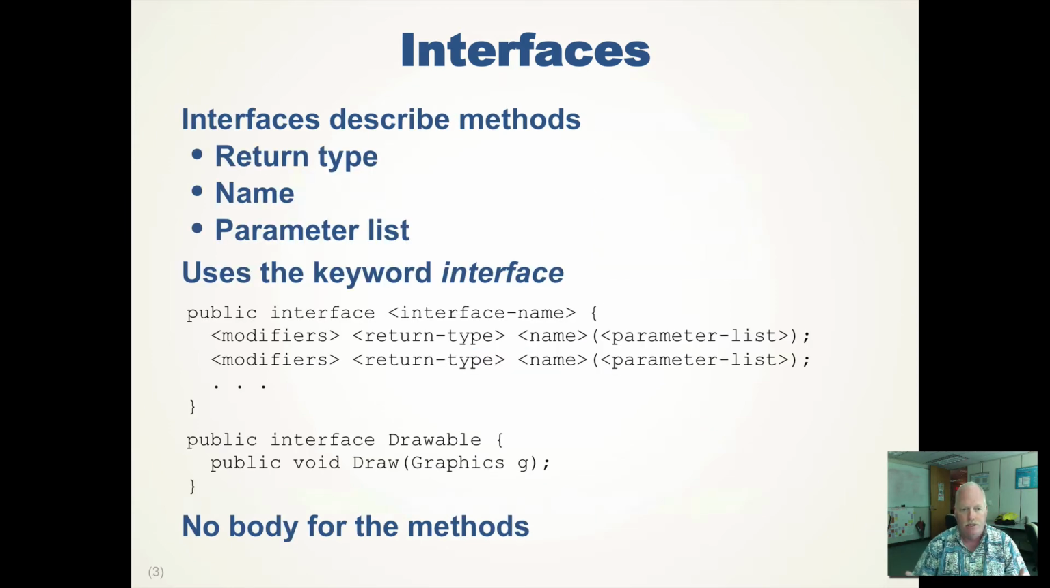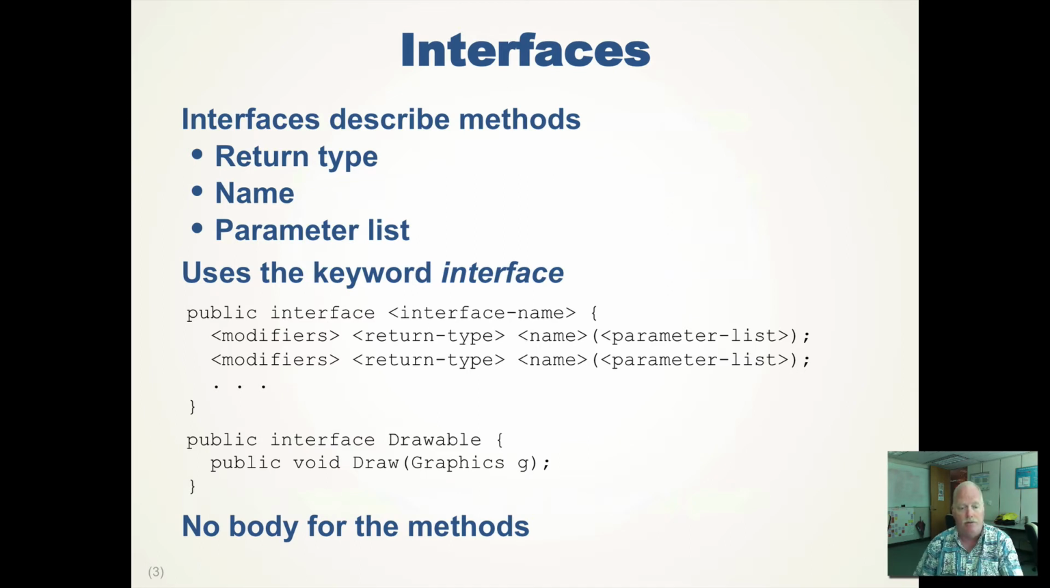So an interface simply describes the set of methods that are grouped together, and that's why it's called an interface. Interfaces describe the return type, the name, and the parameter list for the method, and there's no body. The way we write an interface in Java, we say public interface, we give it the name, and then we provide the modifiers, the return type, the name, and the parameter list for that particular method. We can define many methods, or we can define one.